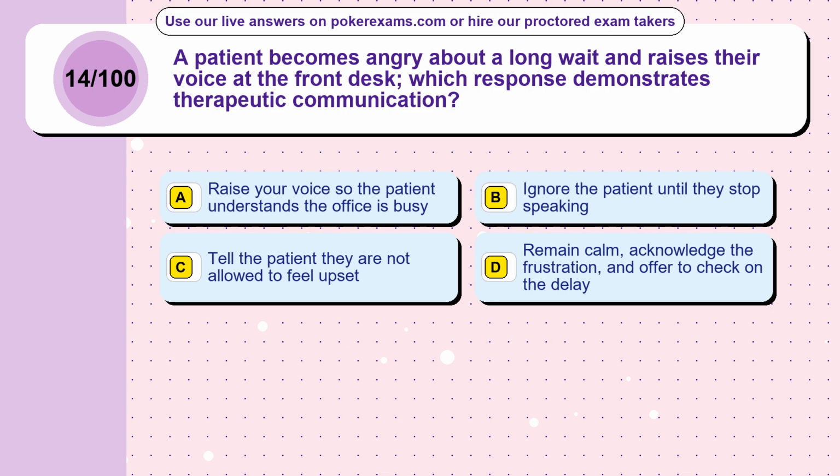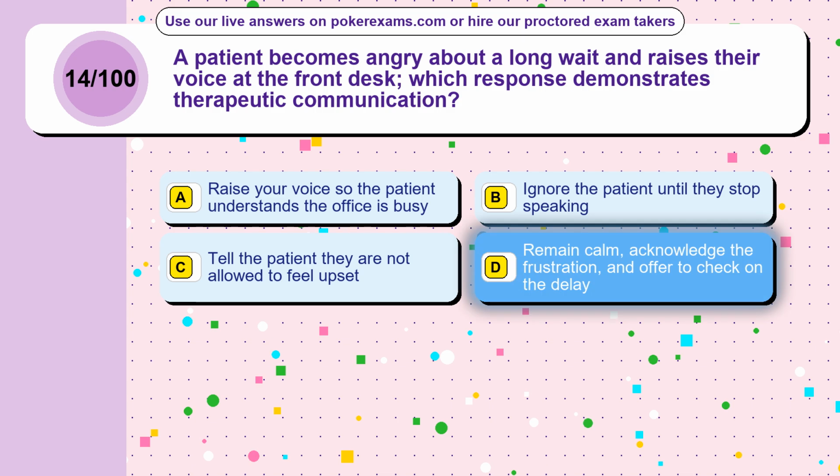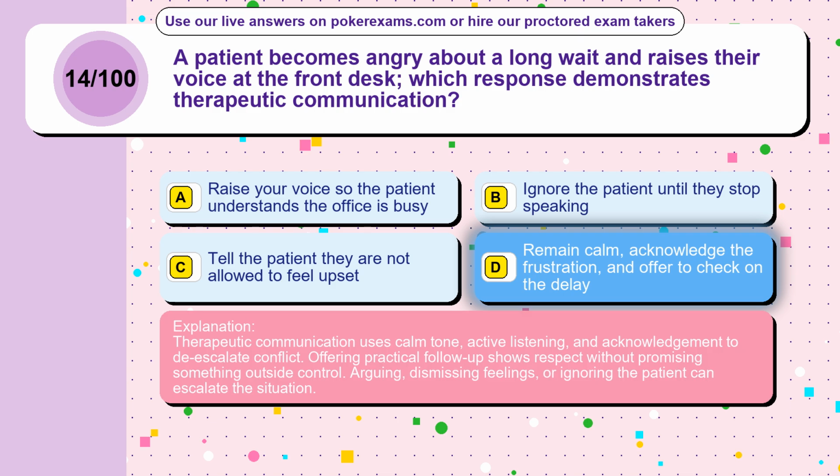Option D, remain calm, acknowledge the frustration, and offer to check on the delay. The correct answer is option D. Remain calm, acknowledge the frustration, and offer to check on the delay. Therapeutic communication uses calm tone, active listening, and acknowledgement to de-escalate conflict. Offering practical follow-up shows respect without promising something outside control. Arguing, dismissing feelings, or ignoring the patient can escalate the situation.